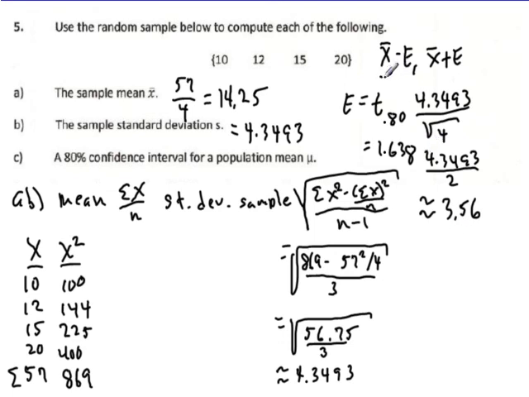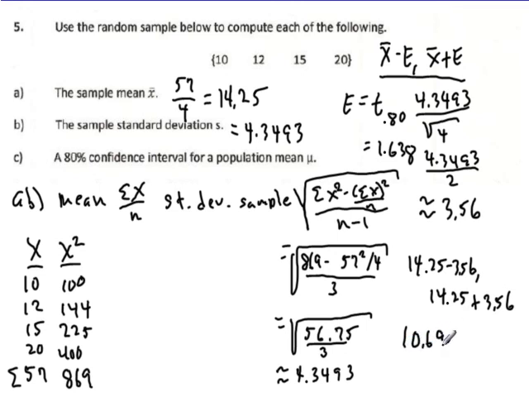So let's take our x bar, which again was 14.25 minus 3.56, and 14.25 plus 3.56. And again, I go to my calculator, and my final answer is 10.69, 17.81. And again, the interpretation of this is we are 80% confident, based on our sample of 4 data values, that the true population mean is going to be between the values of 10.69 and 17.81.